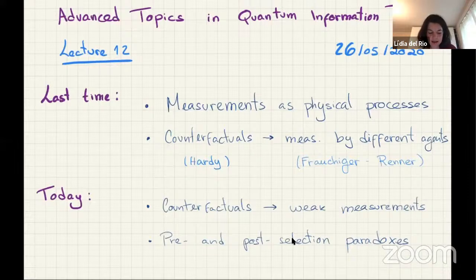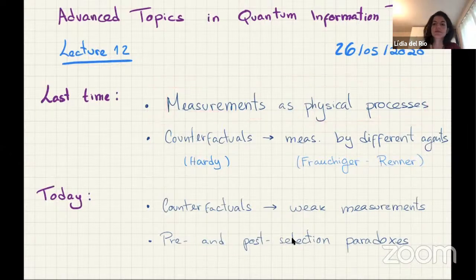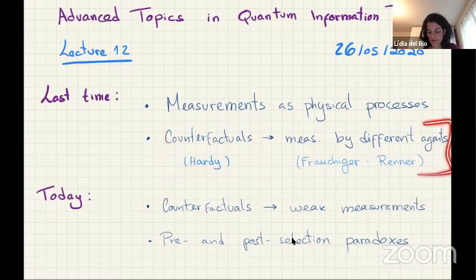Good, so last time we talked about modeling measurements as physical processes, as some interaction between a measurement device and the system to be measured. And then we talked about replacing the counterfactuals and these kinds of paradoxes like Hardy's with measurements by different agents. We'll recap this a bit.